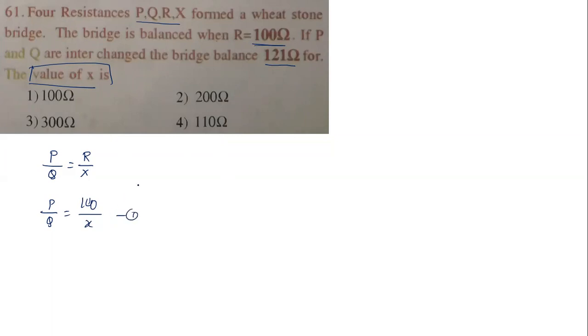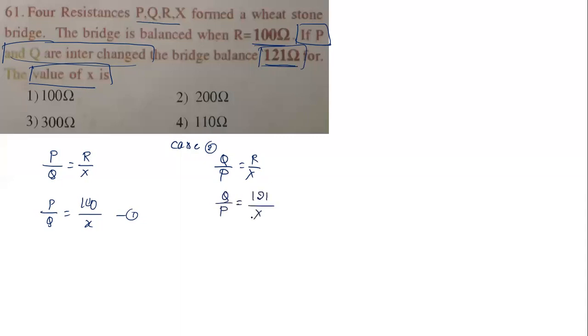Now what are we going to interchange? P and Q we interchanged. Means in the place of P what will come? Q will come. In the place of Q what will come? P will come. That's it. So second case, case 2. It will become Q by P equal to what now? R by X. R is what now? 121 ohm now, second case. So Q by P equal to 121 by X.